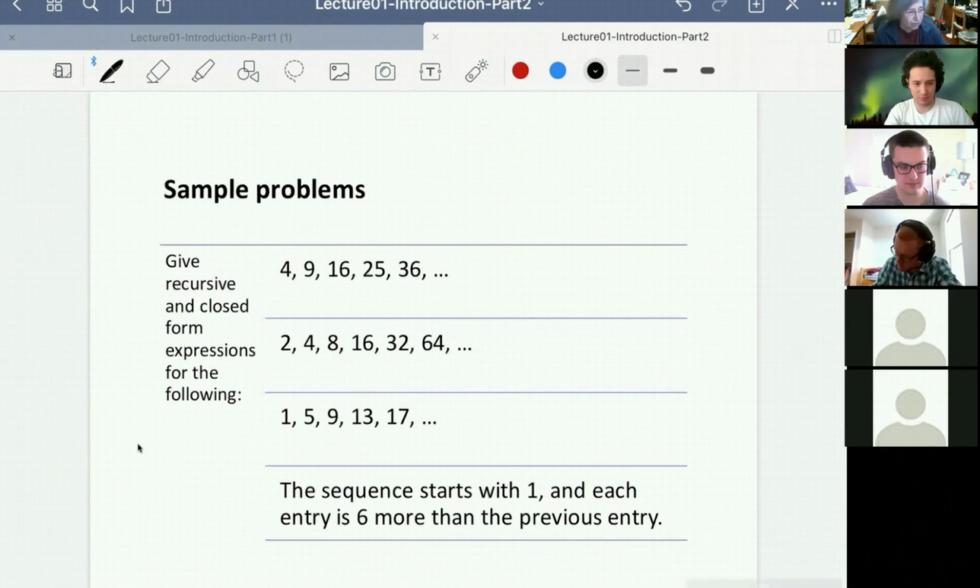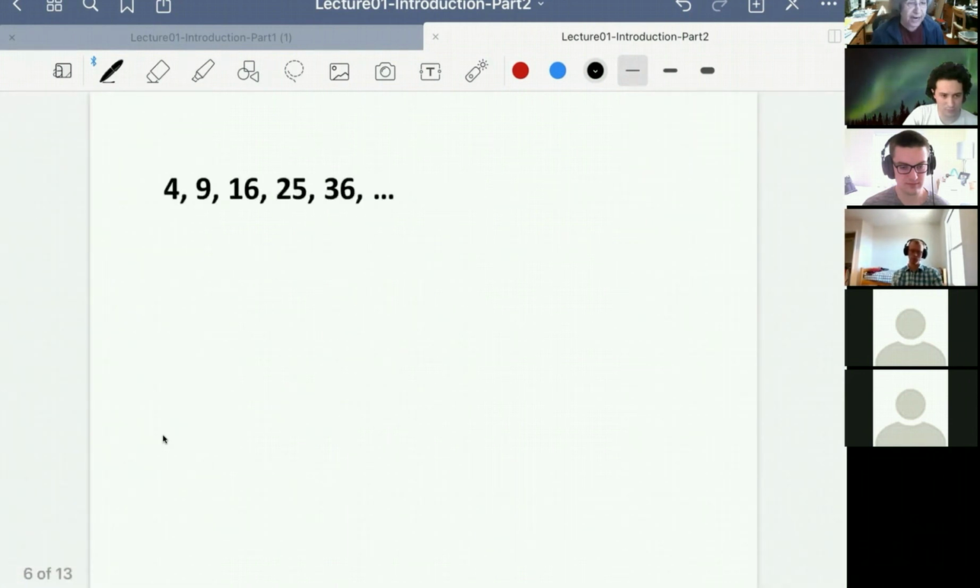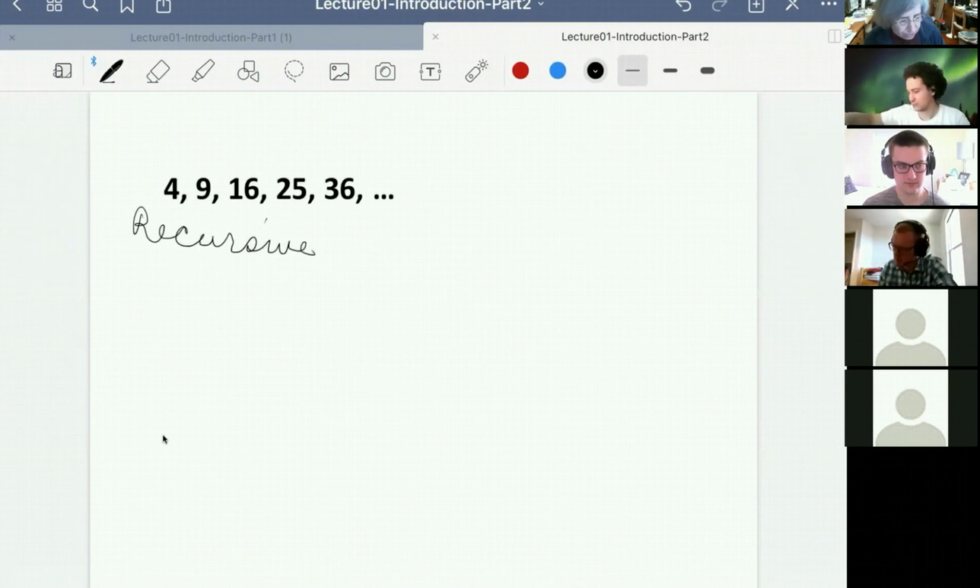Okay, so the next one I ask you is to give recursive and closed forms for the forms you see here. The first one we're going to look at is 4, 9, 16, 25, etc. So let's do the recursive form first. So what is the recursive form? We have A1 is 4, A2 is 9, A3 is 16.